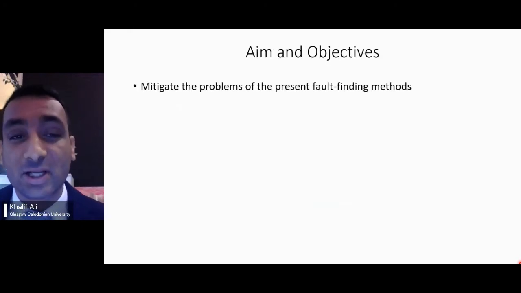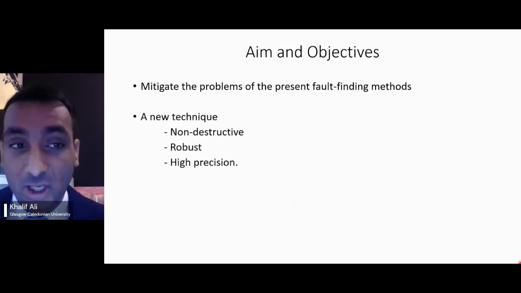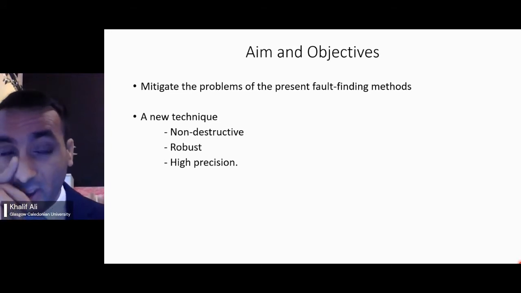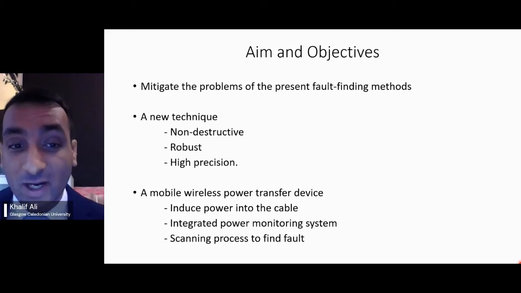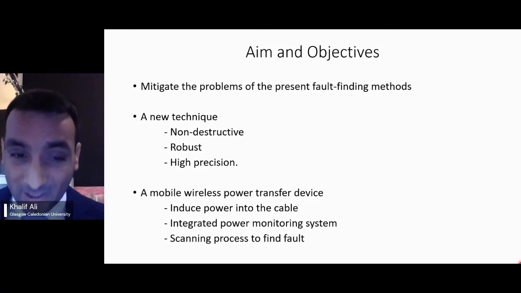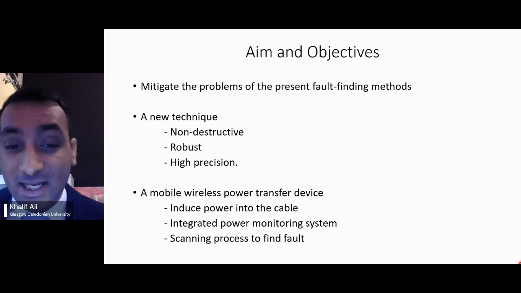The aims and objectives of this project are to mitigate the problems of the present fault-finding methods. We propose a new technique, which is non-destructive, robust, and offers high precision in fault localization. We propose a mobile wireless power transfer device, which is capable of inducing power into the faulted cable, and by an integrated power monitoring system, a scanning process can take place to find the fault.